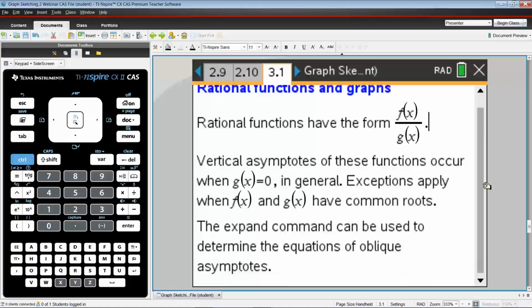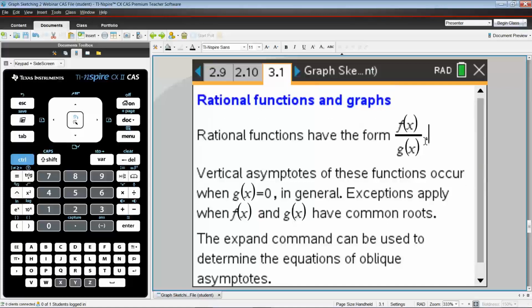Okay, so those don't happen very often, but when they do, it's something to be careful of. Finally, we can use the expand command to expand the ratio there, and henceforth obtain the equations of any oblique asymptotes that we might get.